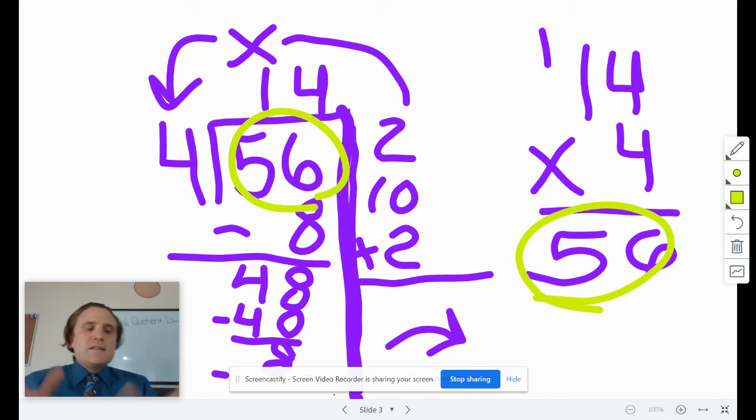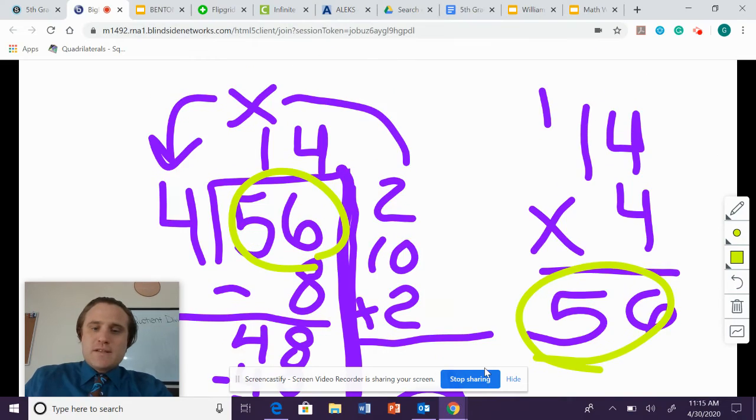All right. This might seem overly laborious. Oh, I'm doing all these extra steps. Remember, this is to help people get a better foundational understanding. How many times can I fit 4 into 56? Can I fit it 2 times? Yes, I can. Take it out. Can I fit it 10 times? Yes, I can. Keep going. Okay, let's look at something else.